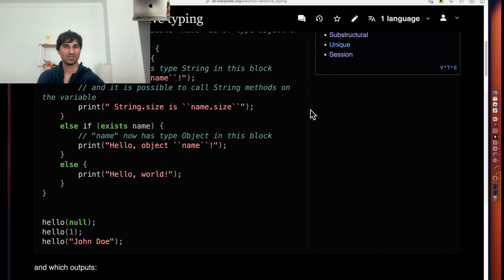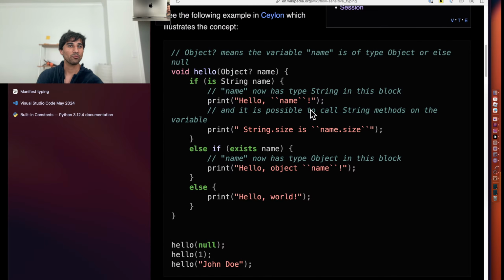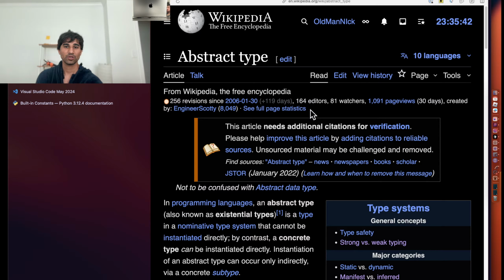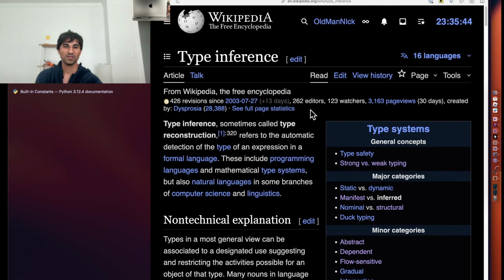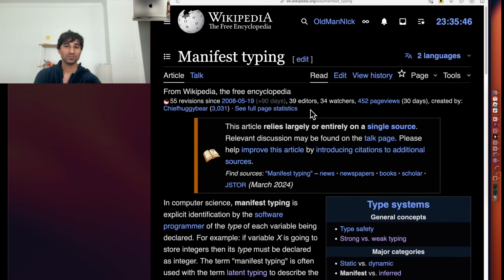Okay. Oh, this was yet more type stuff. Abstract type inference. I don't even know what manifest typing is.